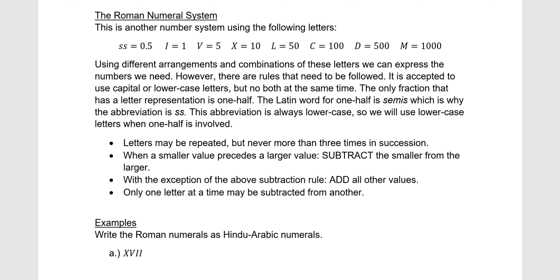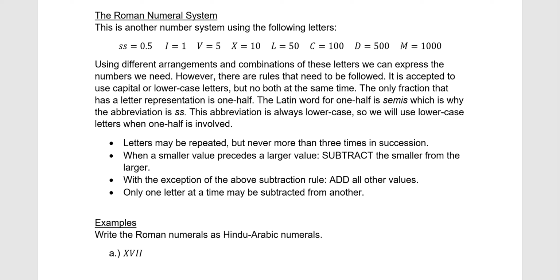So there's obviously certain rules that need to be followed here. We can either use capitals or lowercase letters, but we can't do both of them at the same time. The only fraction that we can write using this system is 1/2, or the 0.5, which is the SS. And whenever a 1/2 is involved using the SS, that's only written with lowercase. So whenever we have 0.5, everything will be lowercase letters.